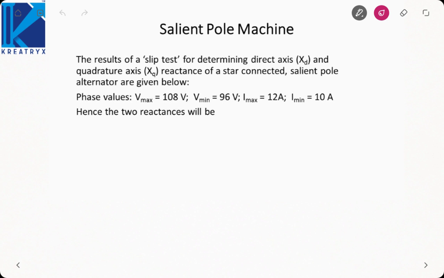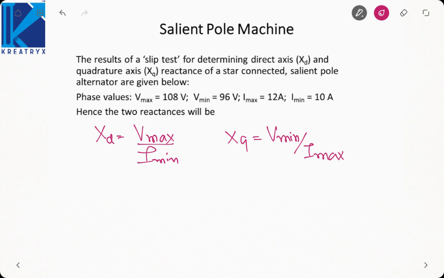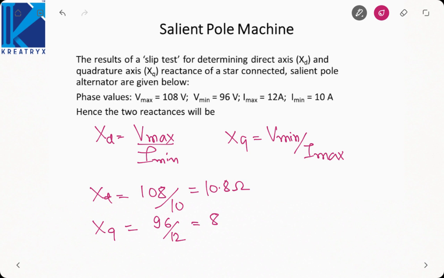Moving to the last problem based on salient pole machine. It is based on slip test in which we determine the direct and the quadrature axis reactance. For slip test, you should always remember Xd is equal to Vmax upon Imin and Xq is Vmin upon Imax. So Xd is how much? Maximum voltage is 108, minimum current is 10, so 10.8 ohm. Xq is minimum voltage 96, maximum current 12, that is 8 ohm.